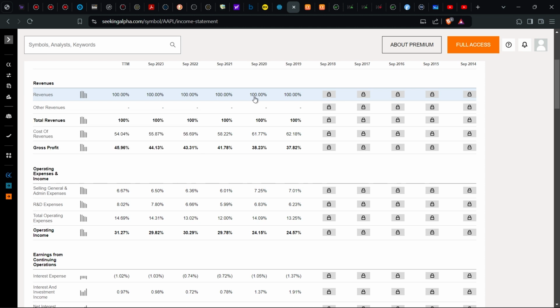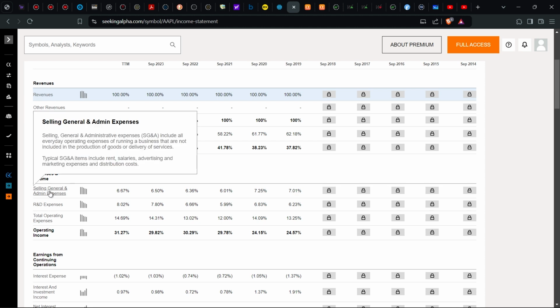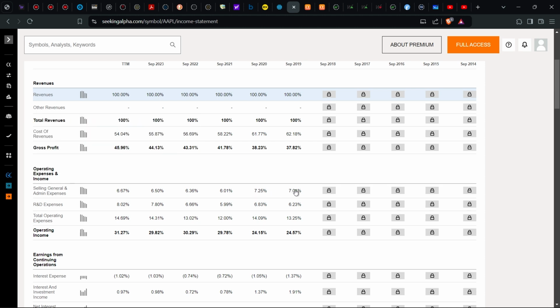Scalable in the sense that even if your business is growing, the expenses shouldn't be growing faster than how your revenue is growing, and they should take up less and less percentage of your revenue. Okay, so in 2019, for example, for every $100 in sales made, Apple spent $7 in SG&A expenses. Then this number, it's increased here, but it's generally reducing, which is good. It's supposed to be reducing.